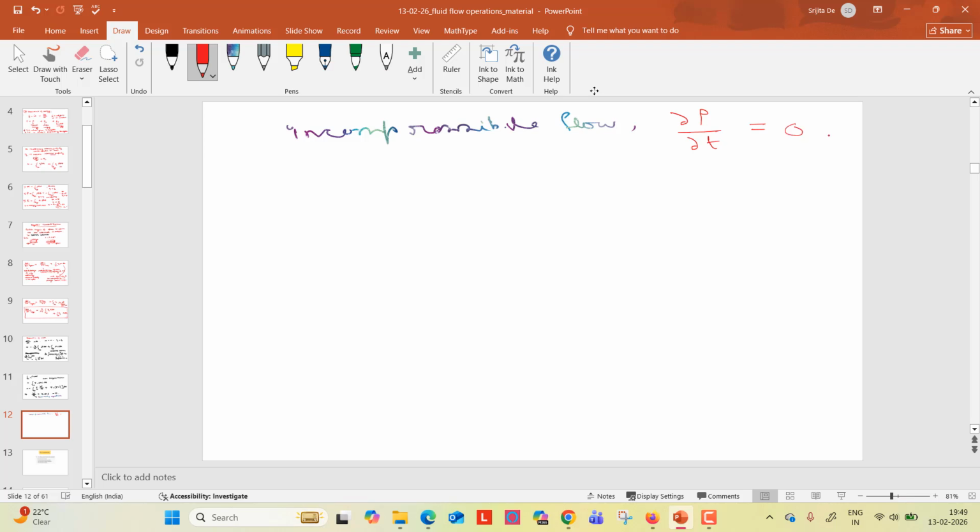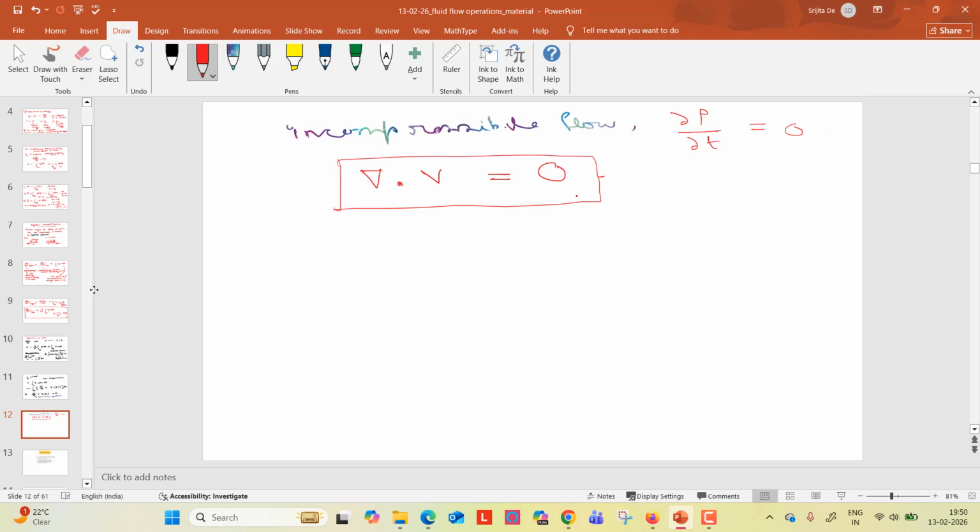So you can ignore the rho here, like the density term, and what is left? It is only left with divergence of V equals 0. This is typical, because in our analysis we mostly consider incompressible fluid for easy calculation. So this is one of our main equations, conservation of mass, the continuity equation, which is divergence of V equals 0 in case of incompressible fluid, right?